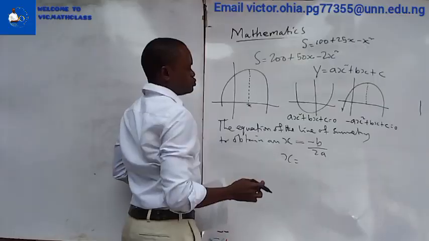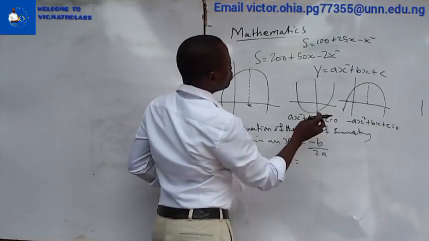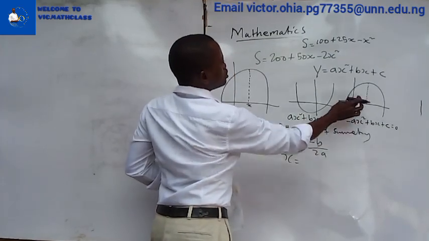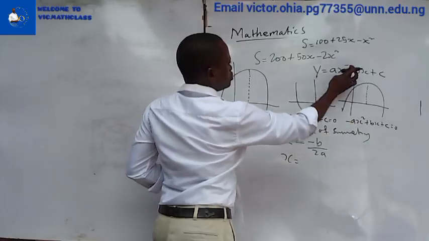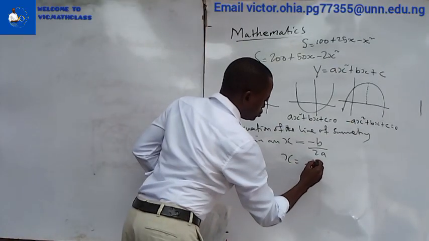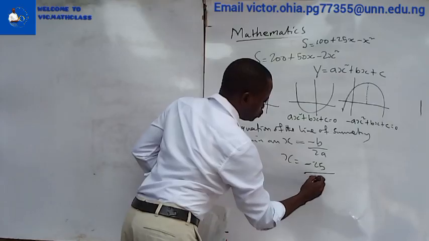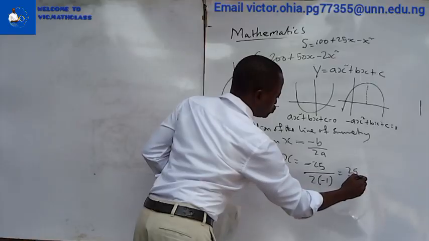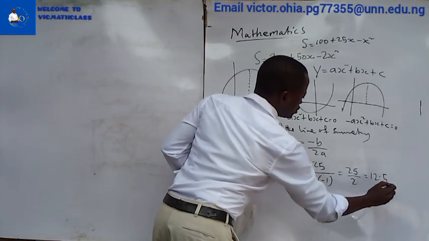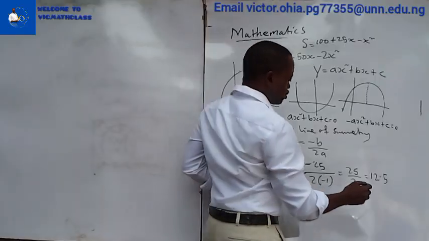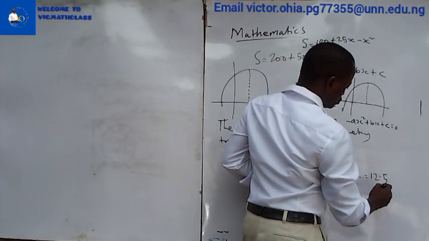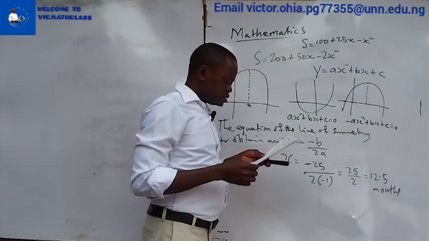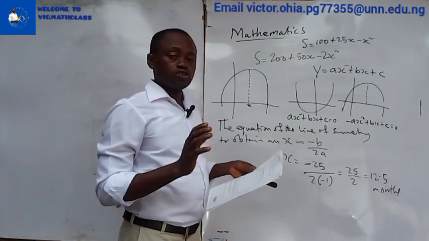I just divided everything here by 2 so that I can use the coefficients easily. The coefficient of x squared here is minus 1. b is 25. So I'll have minus 25 all over 2 times bracket minus 1. So this x is 25 over 2, which is 12.5, meaning 12.5 months. That's the time when the savings on the electricity will stop increasing.